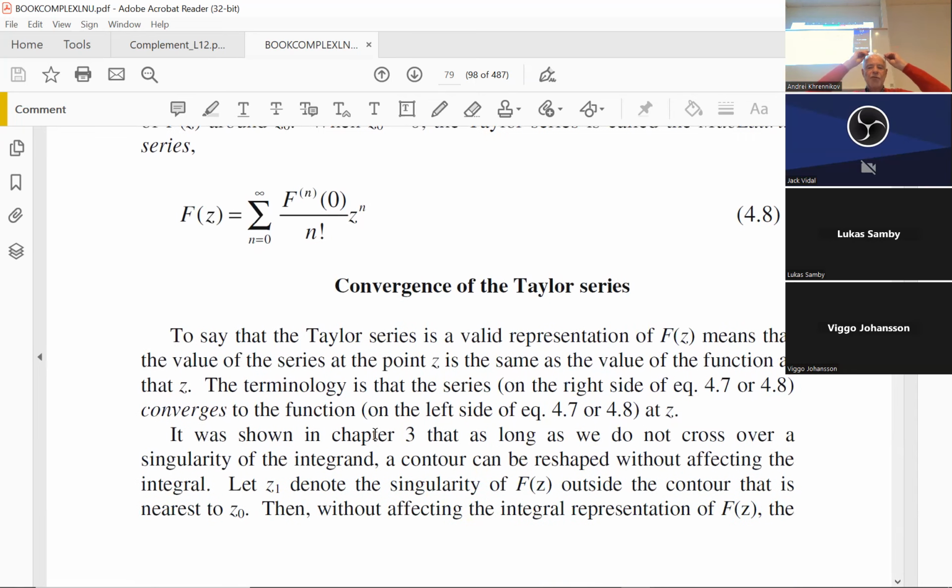And now we're coming to the question of convergence. The value at the point is the same as the series. This is correct until our contour crosses a singularity. So it's better to consider some example.